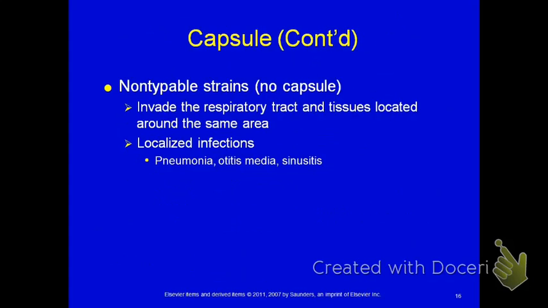There would also be non-typable strains, which are possible if a certain strain of Hemophilus doesn't have a capsule. Though, the non-typable strain could invade the respiratory tract and the surrounding tissues, which means that it could cause localized infections, such as pneumonia. Noteworthy to mention is otitis media, the infection of the middle ear, and of course, sinusitis. The most common etiologic agents of otitis media would include Hemophilus influenzae and Streptococcus pneumoniae.